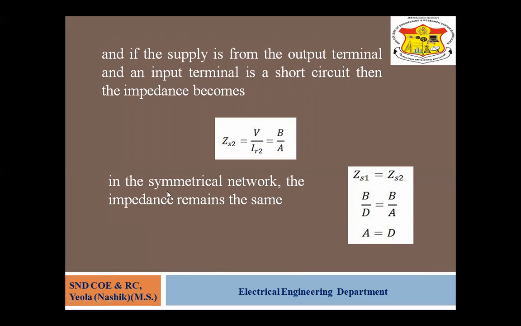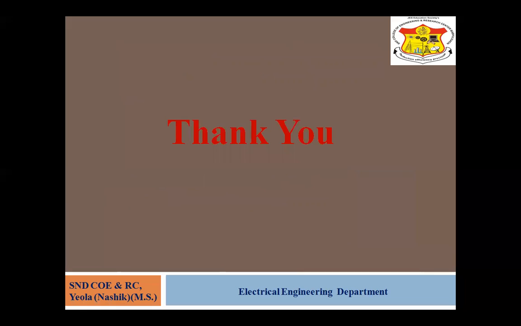In the symmetrical network, the impedance remains the same. So ZS1 is equal to ZS2. So B by D is equal to B by A, which means A is equal to D, that is, the constant A is equal to constant D.